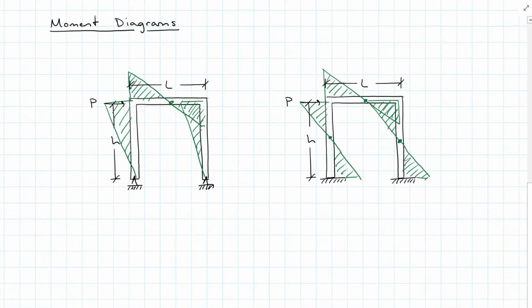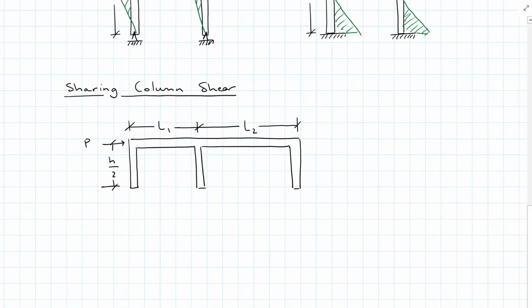The zero moment locations are half of the work for the portal method. The other half of the work of the portal method is the internal shear for the columns.